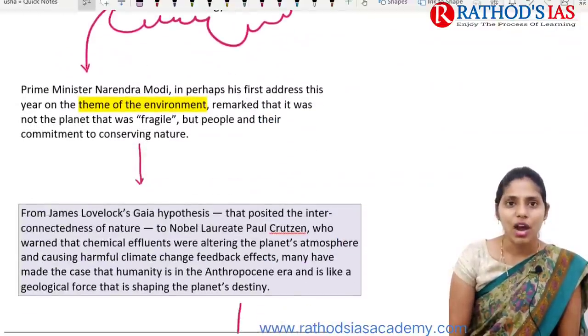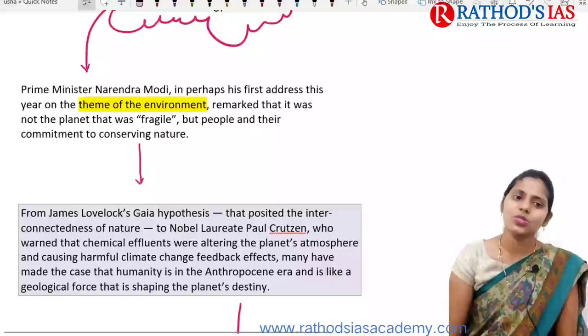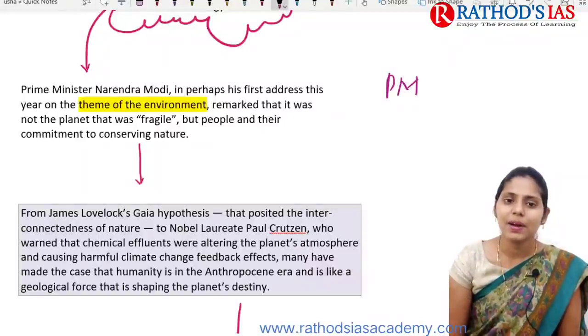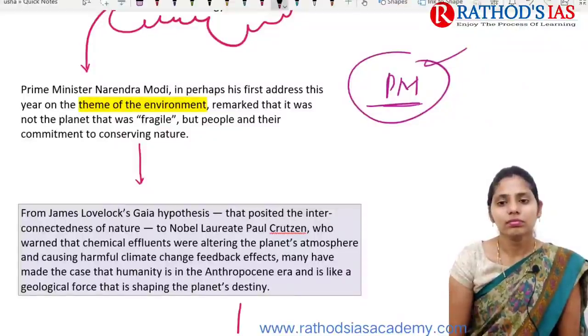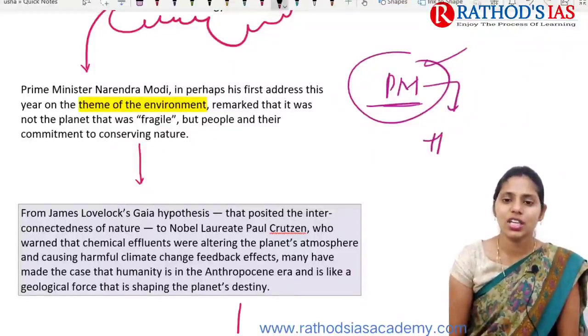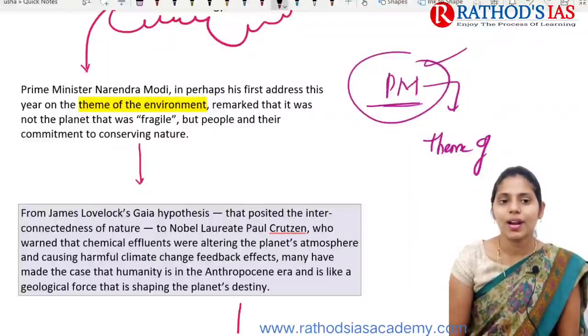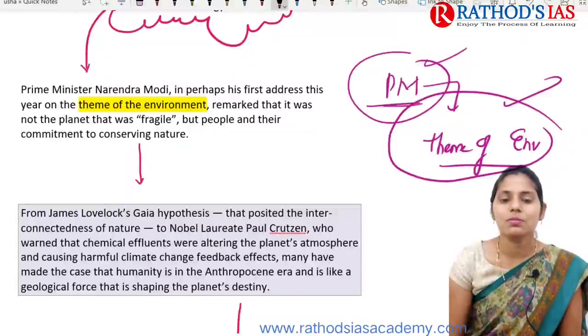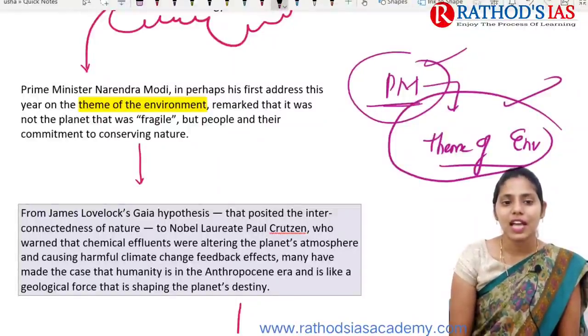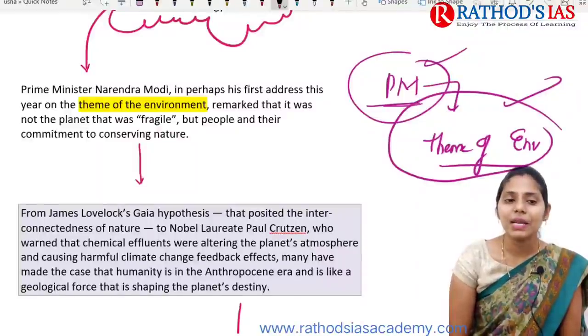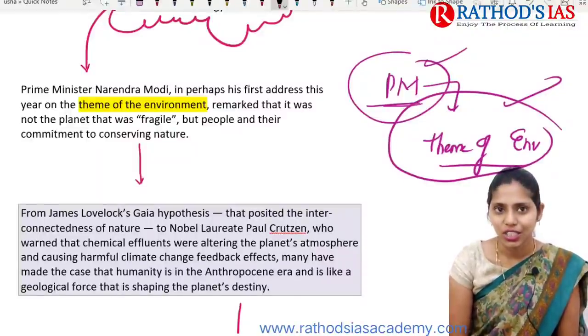So if you're talking about the introduction, why is it in the news? Our Prime Minister, in his first address this year, mainly focused on the theme of the environment. This address mainly remarked that it was not the planet that was fragile, but the people and their commitments to conserve nature.